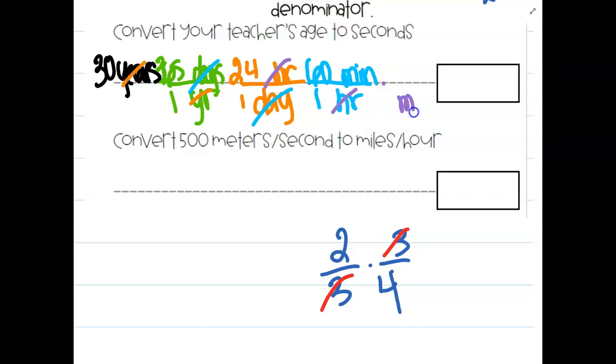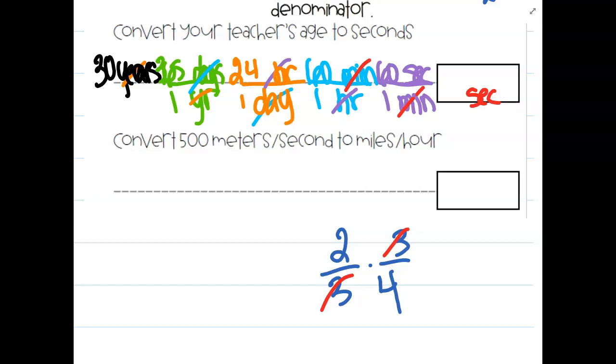And then finally, I can cancel out the minutes and convert minutes to seconds. And there are 60 seconds in 1 minute. Guys, and look, see how the minutes cancel out? See how every single one of these units canceled out? And the only unit I'm left with is seconds, which is what I want to know.